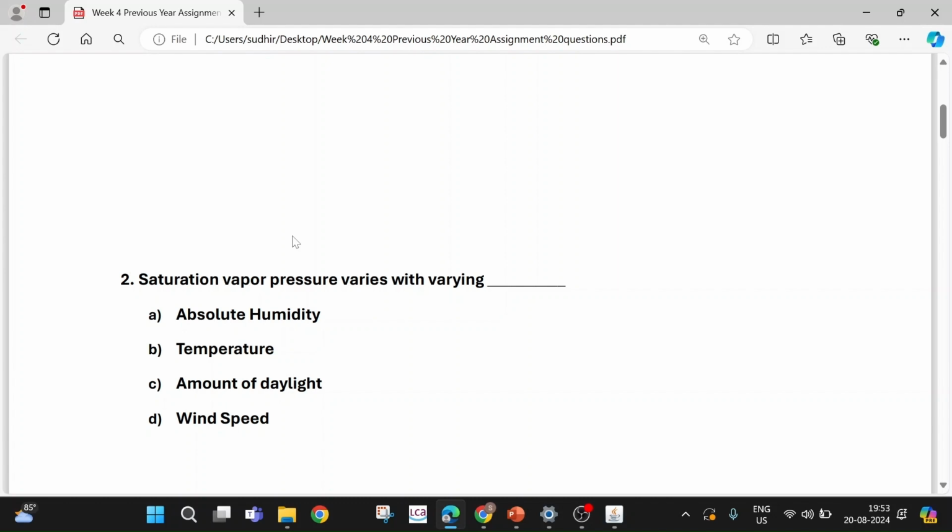Temperature. Wind speed. Saturation vapor pressure varies with varying absolute humidity. It varies with wind speed. So how many of you have used a steam table? Have you heard about the steam table? No, sir. Anybody of you? So what table? Steam table.